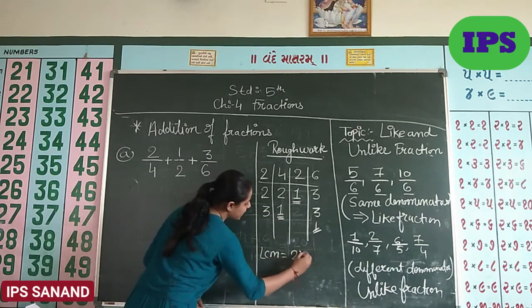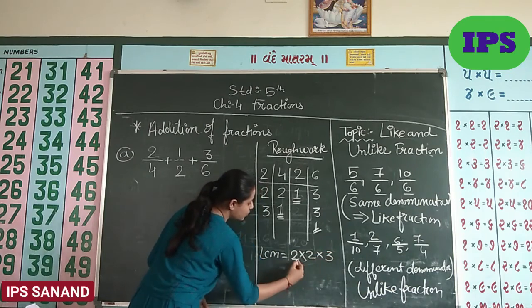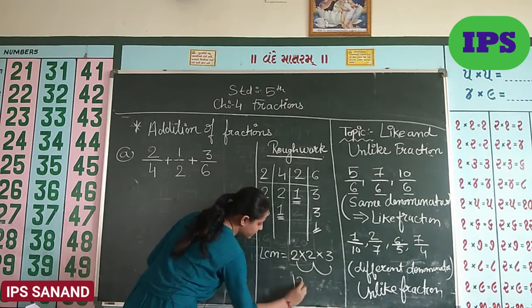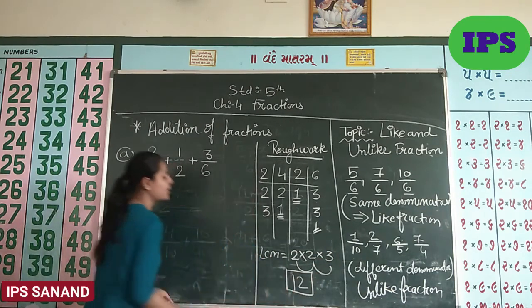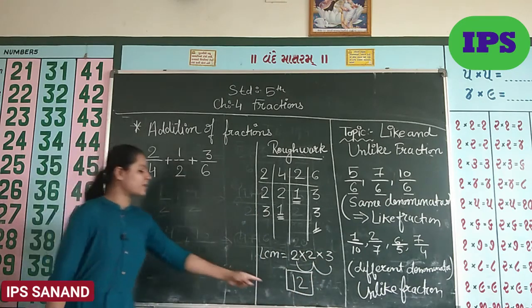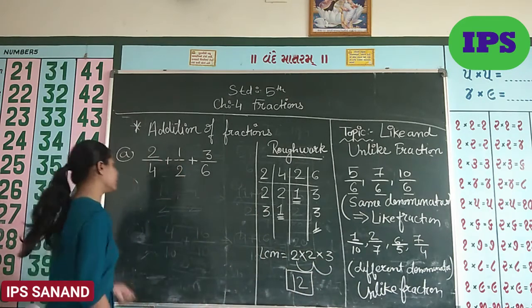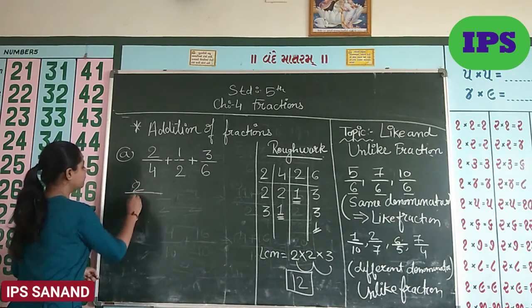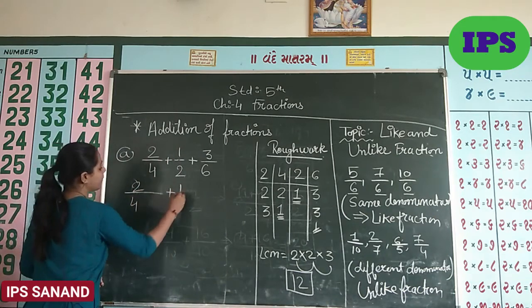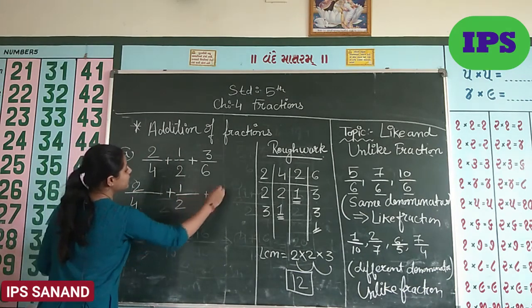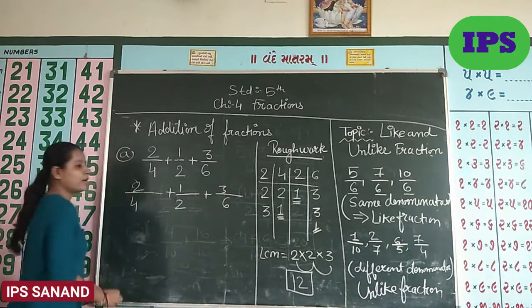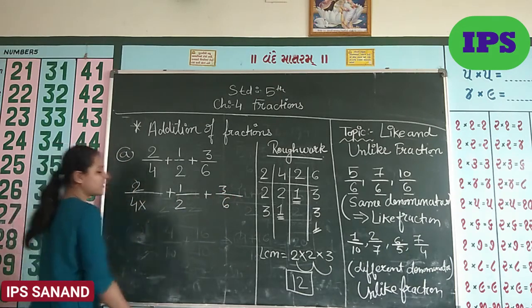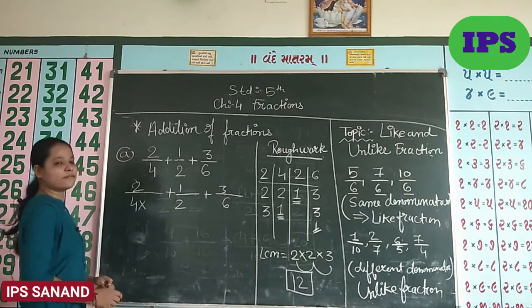My LCM will be 2 2's are 4, 4 3's are 12. Okay, iska matlab kya hai? Ki in sare numbers ke jagah pe kya hona chahiye? 12 hona chahiye. To hum start karte hain. 2 by 4 plus 1 by 2 plus 3 by 6. Okay, so 4 mein hum aisa kya karein ki hume denominator mein 12 mil jaye.